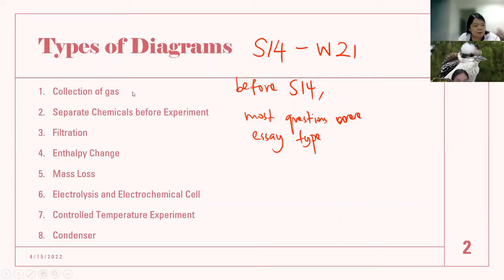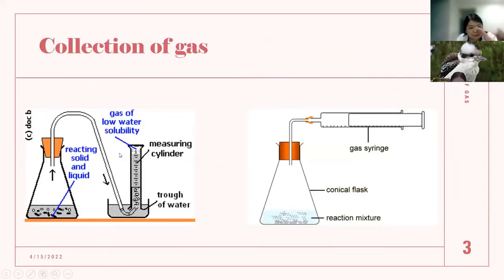Now, the first type is collection of gas. For reactions that involve production of gas, the questions say to include in your setup a way to collect this gas. So what should you draw? Then you have separating chemicals before experiment, filtration, enthalpy change, mass loss, electrolysis. Number 6 is actually electrochemistry. Number 7 is to control the temperature in the experiment. And number 8, experiments involving a condenser. Only these 8 types. So you go to the first one, collection of gas.